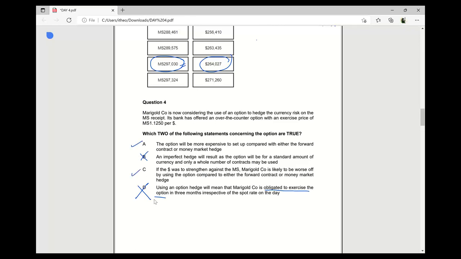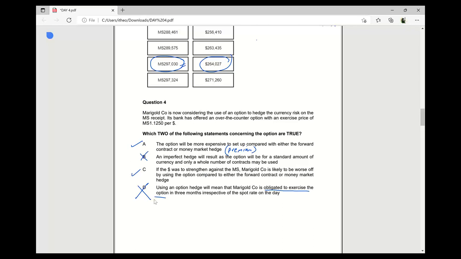Why am I explaining? The option will be more expensive to set up. It is written in the Kaplan text that options are more expensive than forward contracts or money market hedging. Why? Because options require payment of a premium. If you have learned the features of options, you can answer this. I used reverse working, removing D and B to reach the correct statements. But you can just start with the correct statements: it's clearly written in Kaplan that an option is more expensive than others because it involves a premium. So A is correct.